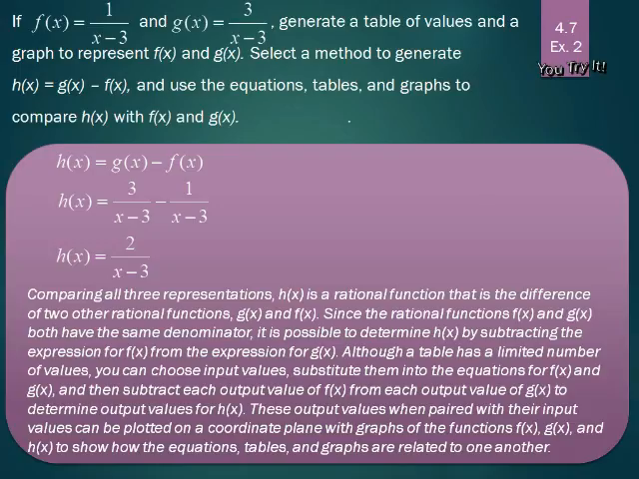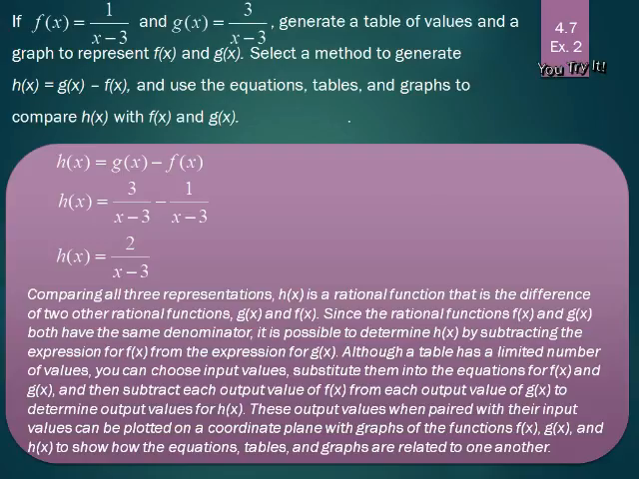So comparing all three representations, h of x is a rational function that is the difference of two other rational functions, g of x and f of x. Since the rational functions f of x and g of x have the same denominator, it is possible to determine h of x by subtracting the expression for f of x from the expression for g of x.